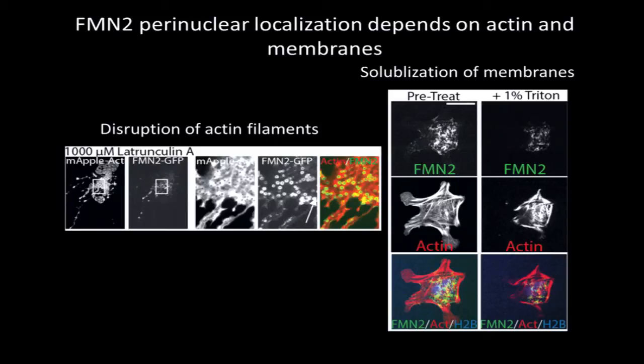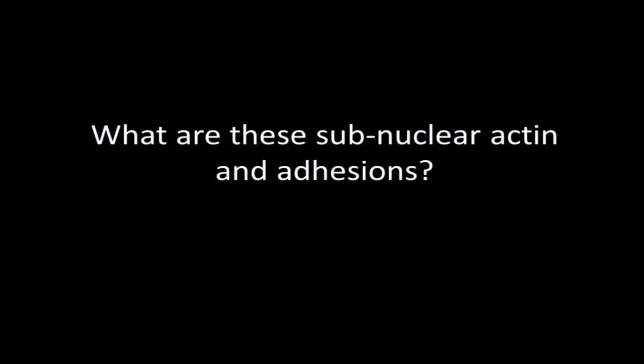So it's associated with some weird membrane compartment that follows around the nucleus. My pet hunch is that it might be some kind of extension of the nuclear envelope, but I don't have any evidence for that. I'm just guessing. So it's associated with the subnuclear actin and adhesion population that nobody's ever paid any attention to. So what are these subnuclear actin and adhesions?